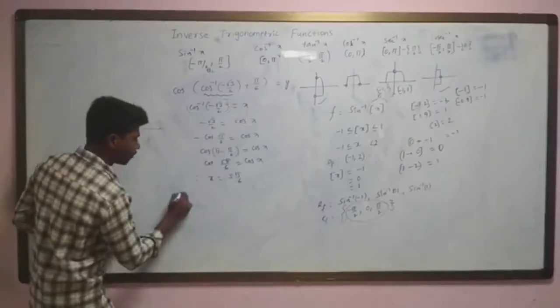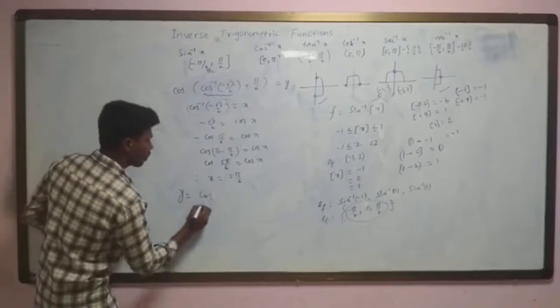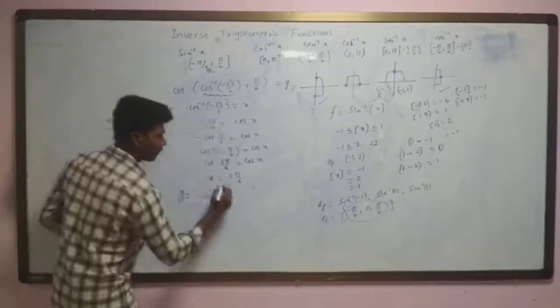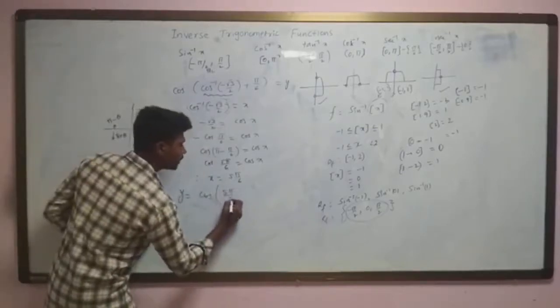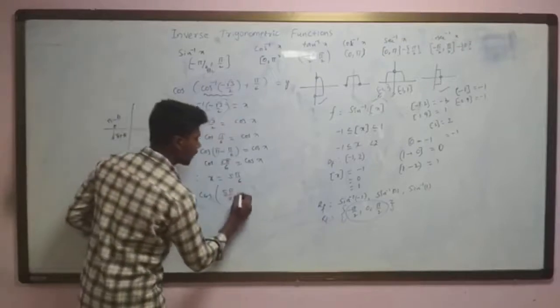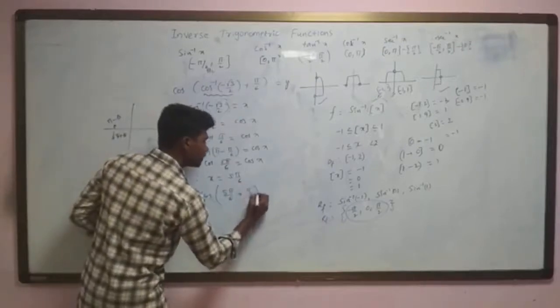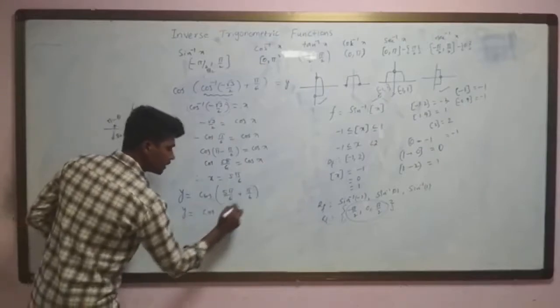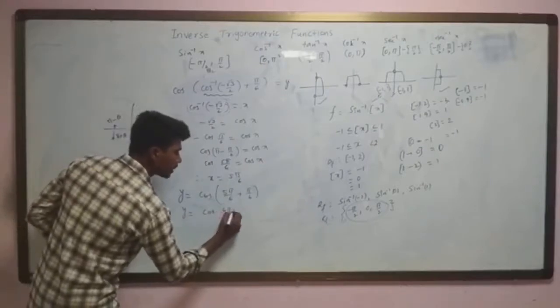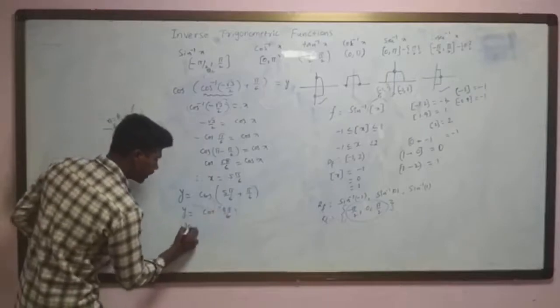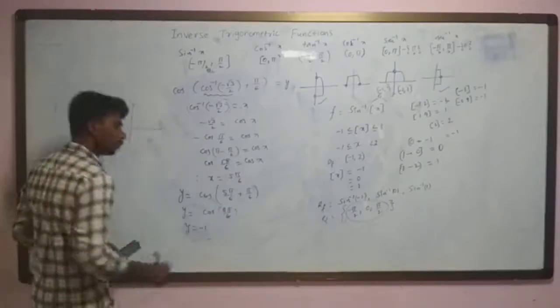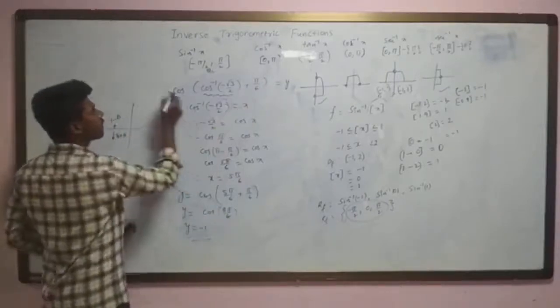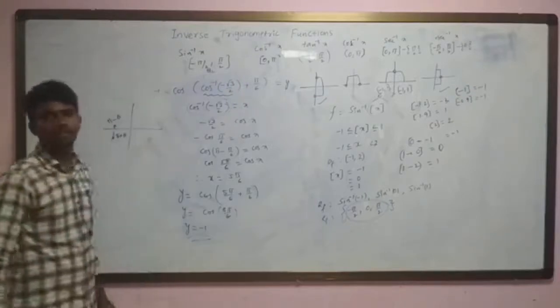Substitute in y. So y is equal to cos of 5 pi by 6 plus pi by 6. So y is equal to cos of 6 pi by 6, which is nothing but cos pi. We get the answer as minus 1. Therefore, the entire thing is equal to minus 1.